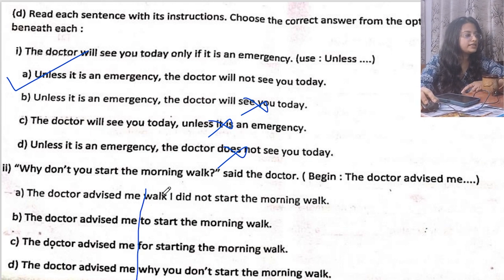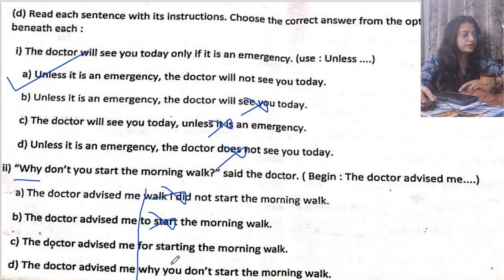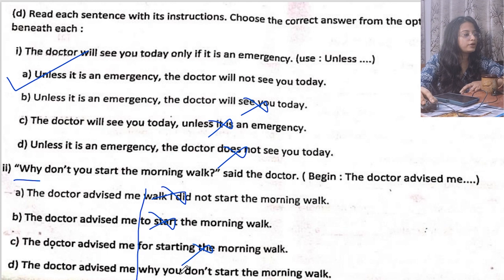Okay. Advised me walk. Incorrect. Suddenly walk, where has this walk come out of nowhere? Why don't you start? So this is a WH interrogative beginning with a WH word. So we cannot use if or whether. So to start, this happens only for order and request, for imperative. For starting the morning walk, no. Why you don't? No, this is also incorrect.